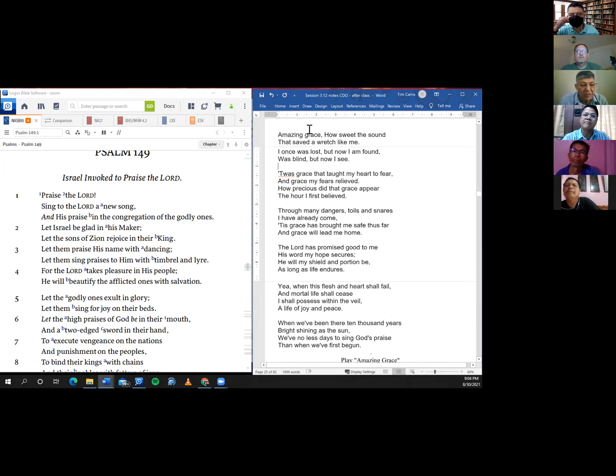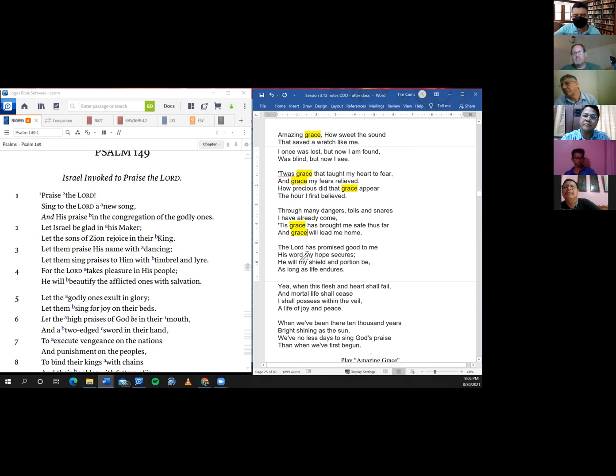Amazing grace, how sweet the sound that saved a wretch like me. I once was lost, but now I'm found, was blind, but now I see. 'Twas grace that taught my heart to fear, and grace my fears relieved. How precious did that grace appear the hour I first believed. Through many dangers, toils, and snares I have already come. 'Tis grace has brought me safe thus far, and grace will lead me home. The Lord has promised good to me. His word my hope secures. He will my shield and portion be as long as life endures.